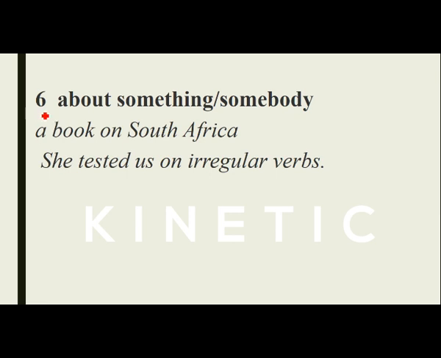Now point number 6, about something or somebody. A book on South Africa. Now here it shows the topic. Such as we say, write an essay on corruption, terrorism, education. She tested us on irregular verbs. Now here, what you are tested on, you would write as the object, the irregular verbs.